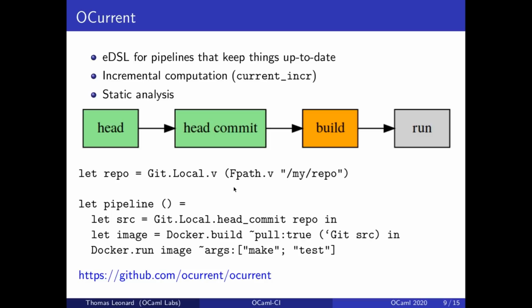And here's an example of a really simple OCurrent pipeline. We get the head of a local repository and call that source. We use Docker to build the source code to get a Docker image, and then we run a make test command inside that image. And that pipeline will automatically generate the diagram shown here. And by the way, the colors here: green indicates a step that's been successful, orange indicates a step that is currently in the process of being built, and grey indicates a step that cannot run yet because its inputs are not ready.